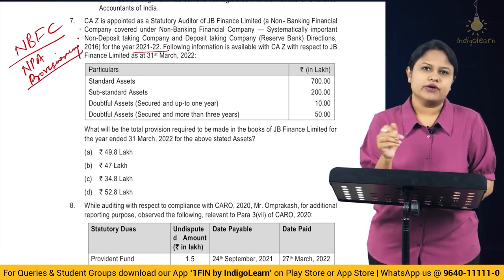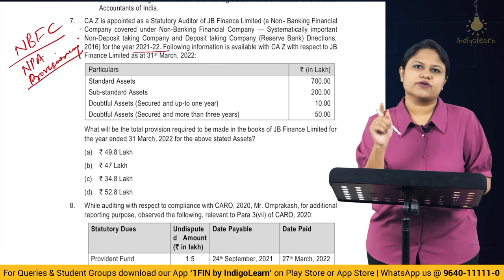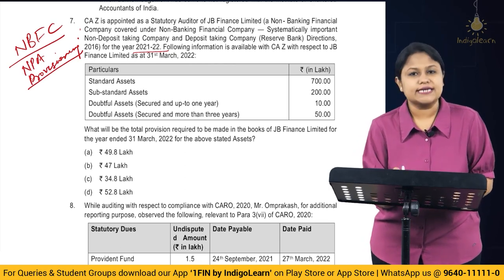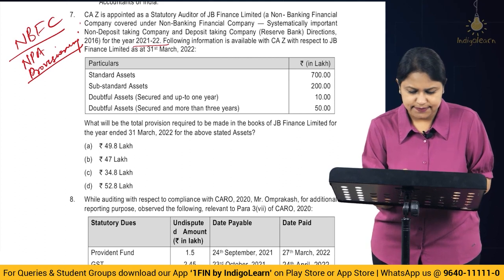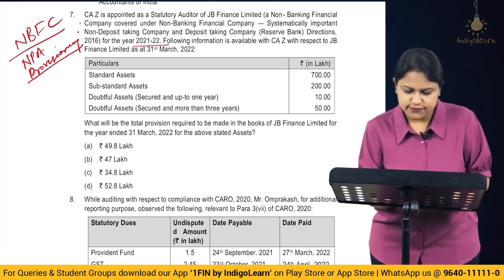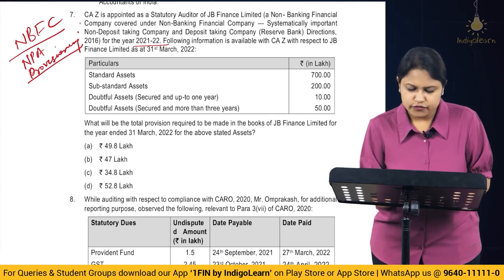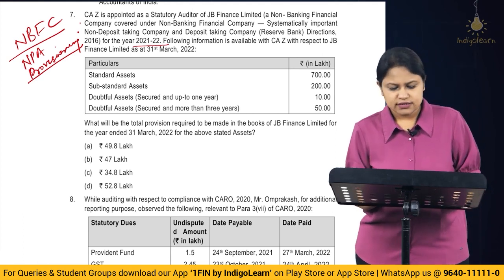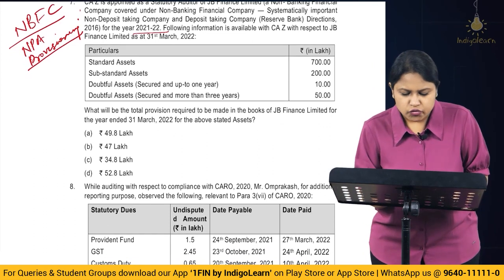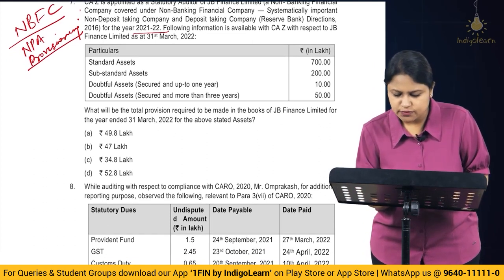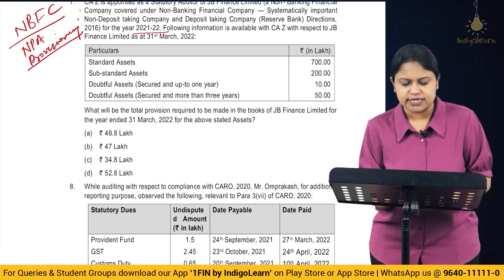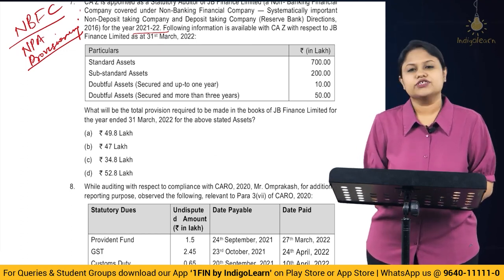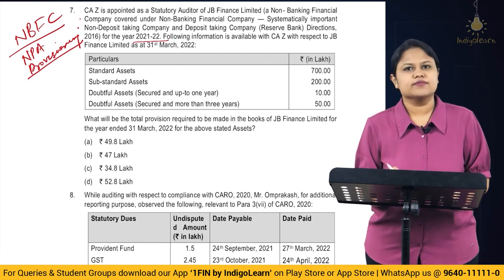So this you will be able to answer only and only if you know the percentage provisioning properly regarding the different types of assets. Alright. So the question is talking about standard assets, substandard, doubtful and doubtful assets first secured up to 1 year, then doubtful assets secured and more than 3 years. Alright. What will be the total provision required to be made in the books of JB Finance Limited for the year ended 31st March 2022 for the above stated assets? Okay, so nothing but provision have to be made for all these assets in the books of accounts.